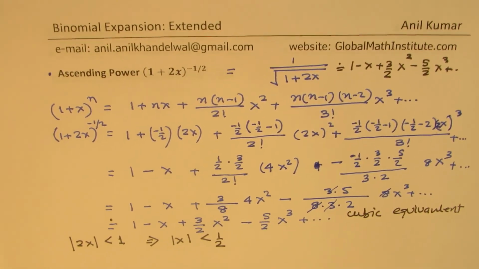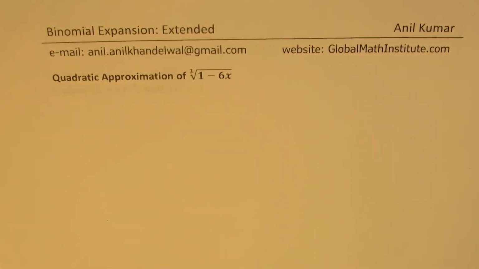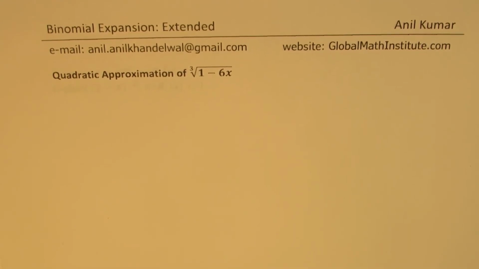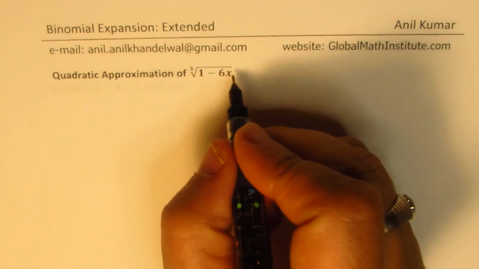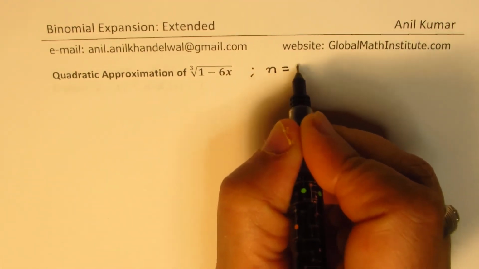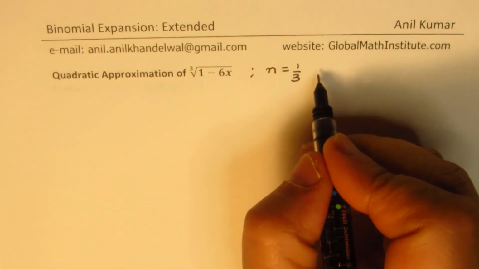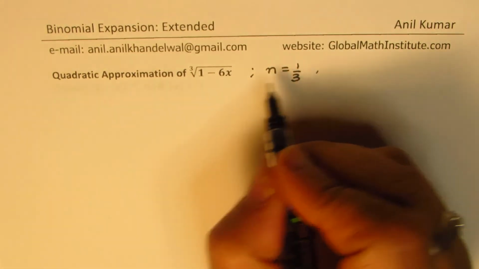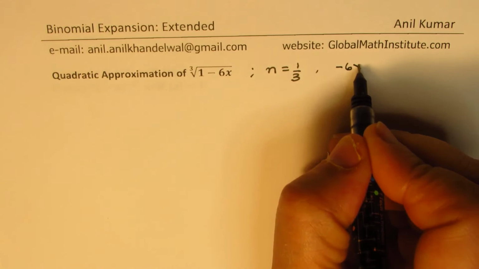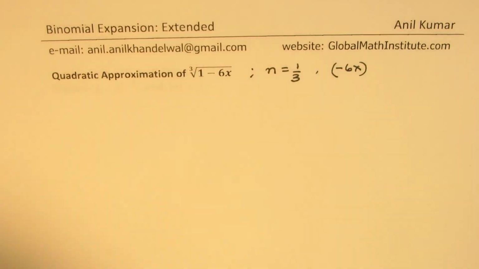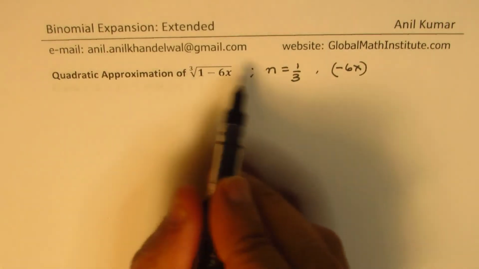With that note, let's move on and take up this time an example on cube root. Okay. So here is a test question. Now these are actually the test questions seen in many competitive exams. You need to write the quadratic approximation of the cube root of 1 minus 6x. Note, in this case, we have the value of n as 1 over 3, and the inside value is minus 6x, right? So that is the other value to work with. Okay. So let's see what we get.